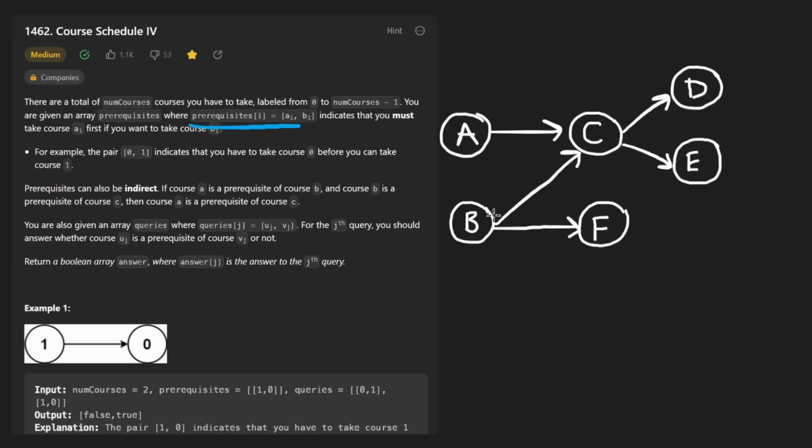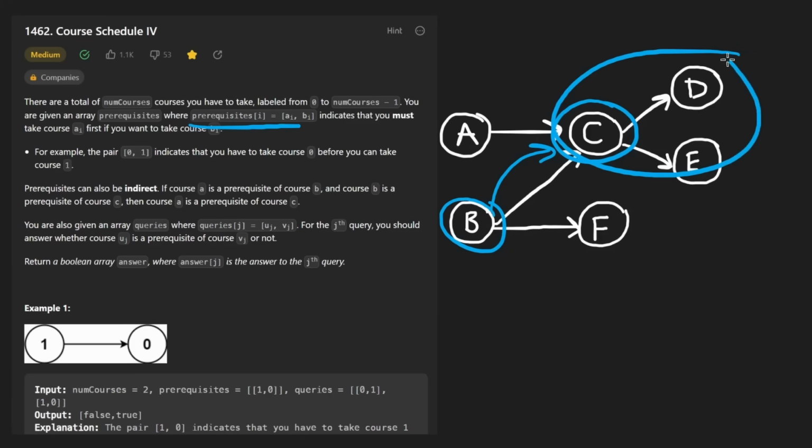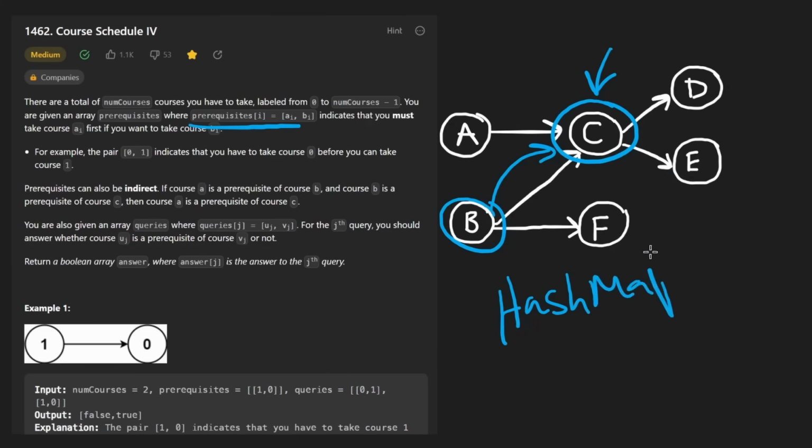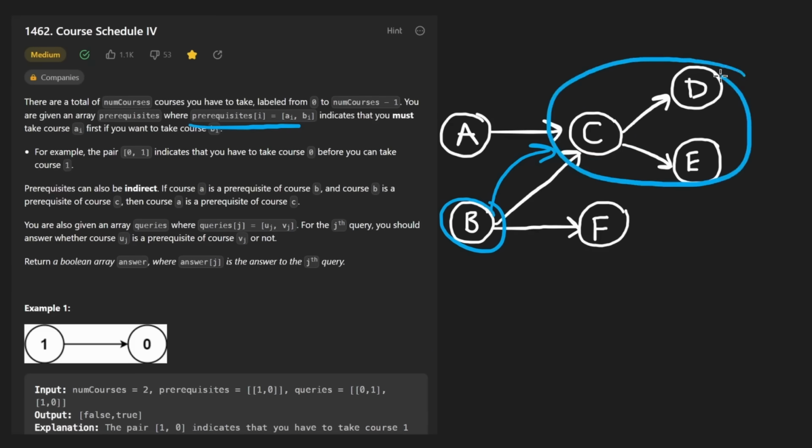So then maybe we'd try running DFS from B. Doing the same thing, we'd go to C, our first neighbor, and then find all the prerequisites here. But again, we already did that work. It's already stored in our hash map. So instead of repeating all of that work, we would just return the same set that we have already stored in our hash map. So these three nodes are indirect dependencies of B.